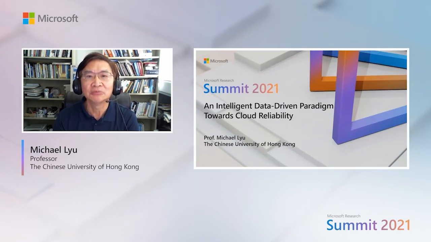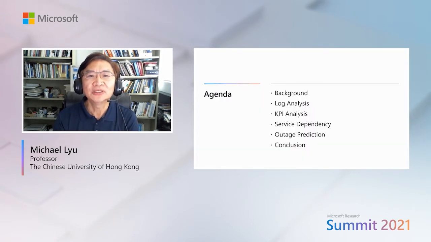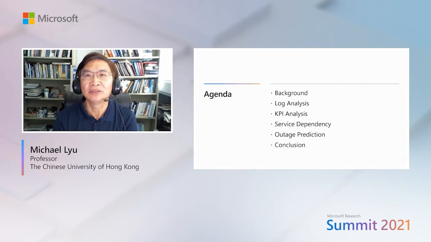The title of my talk is An Intelligent Data-Driven Paradigm Towards Cloud Reliability. We first introduce a background related to cloud and cloud reliability. Then we elaborate the following few tasks in order to achieve cloud reliability: log analysis, KPI analysis, service dependency, and outage prediction. Finally, we summarize this talk.